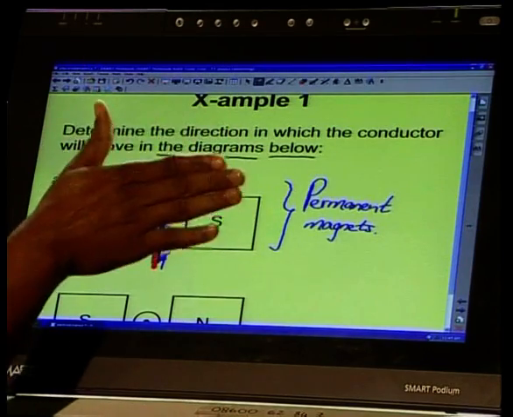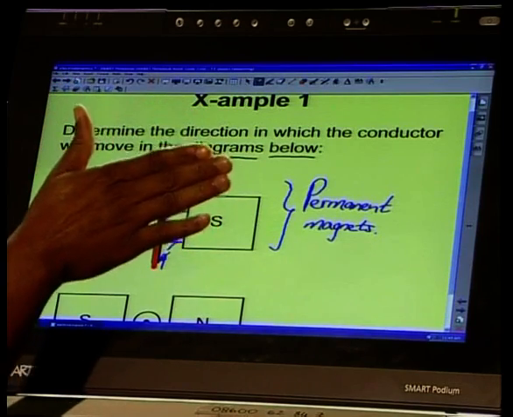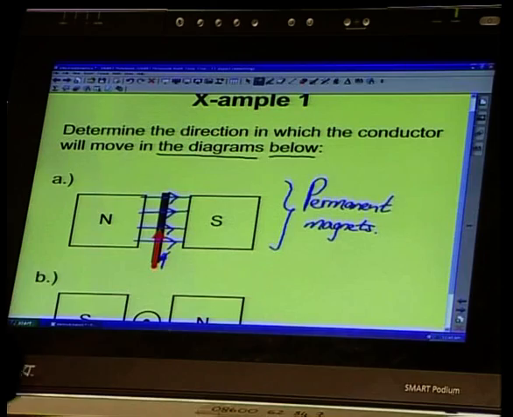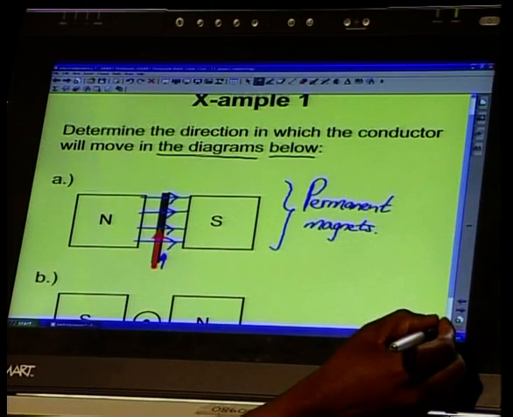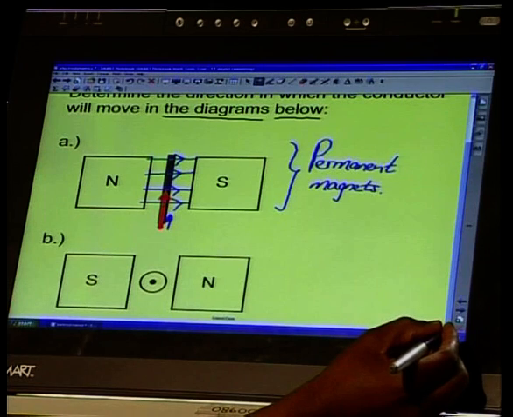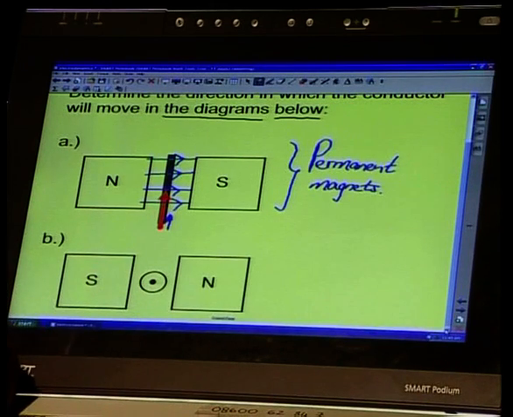So if I were to slap this, it will be in that way. Okay? We will continue to be using both methods as we move on. Let's look at number B.